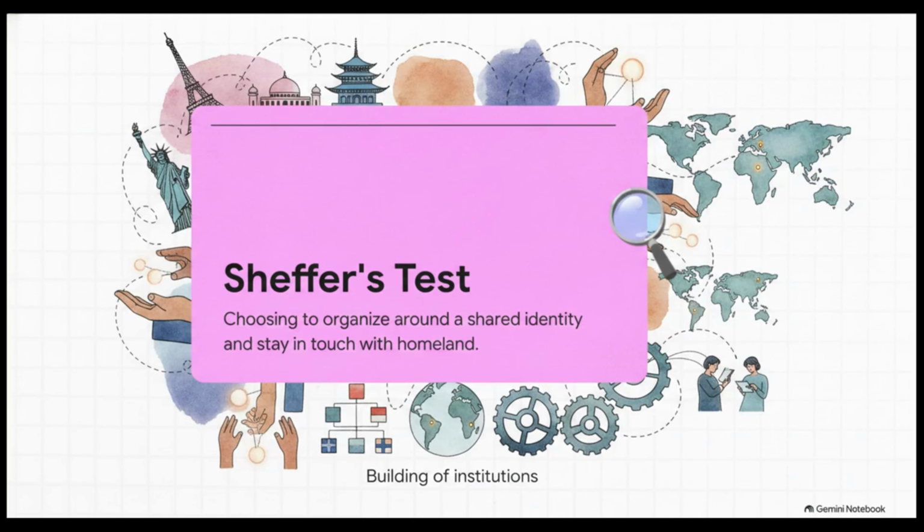So how do we separate a true diaspora from just a group of travelers? Well, this brings us to another scholar, Gabriel Scheffer, and his test. Basically, if you're a tourist or a short-term guest worker, you fail this test. Being part of a diaspora requires a conscious, ongoing choice. You have to actively organize around a shared ethnic or national identity, build actual institutions, and stay connected with your homeland and your kin in other parts of the world. It isn't just about where you live, it's an active, daily choice of identity.